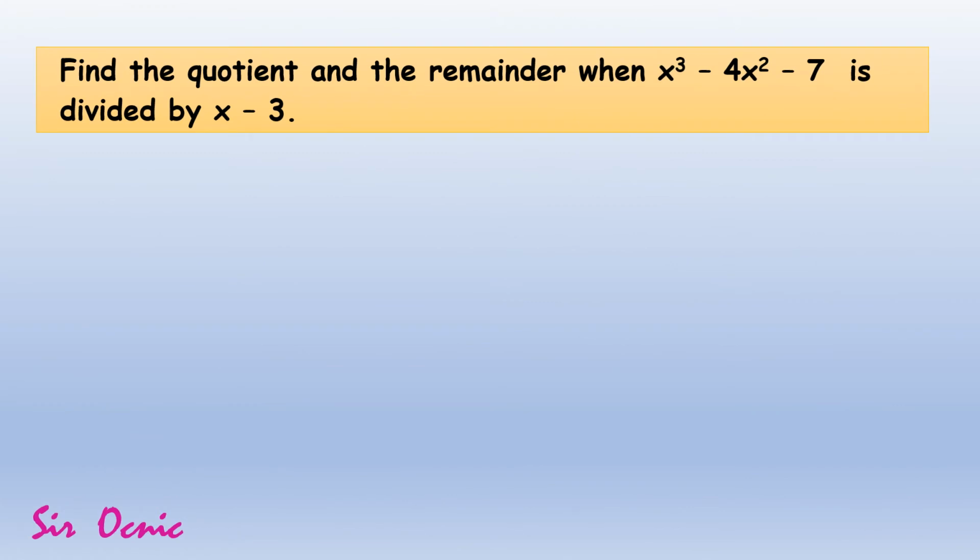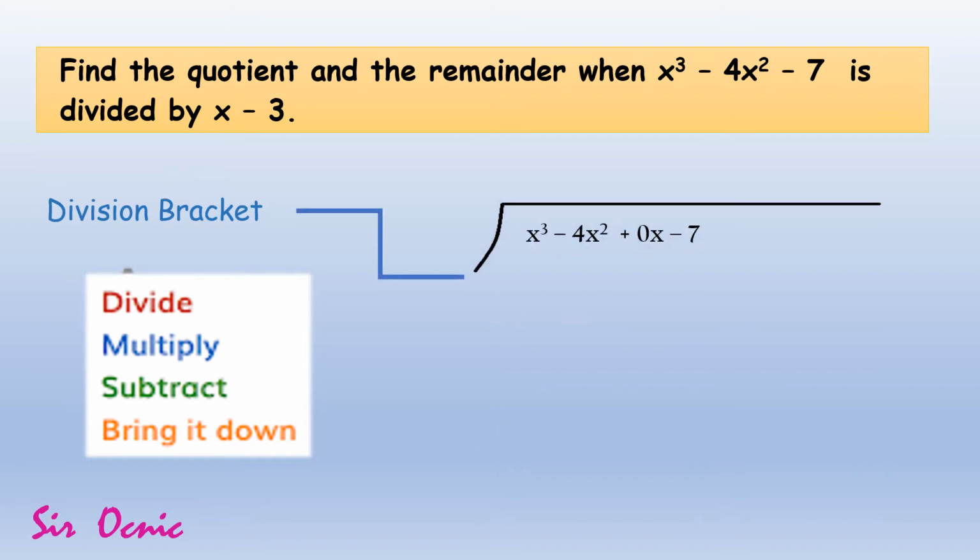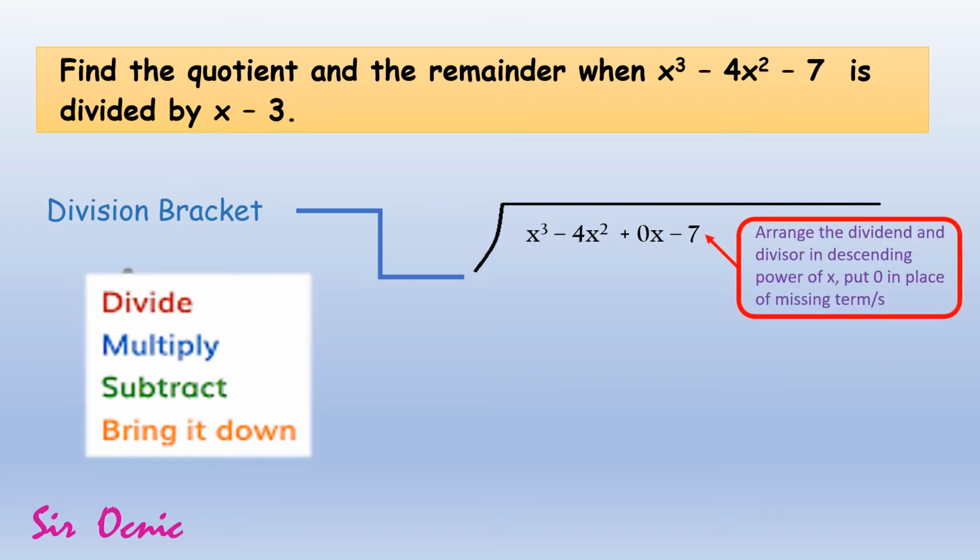Let's have our first example. Find the quotient and the remainder when x cubed minus 4x squared minus 7 is divided by x minus 3. Using the method divide, multiply, subtract, and bring it down, we will then have x cubed minus 4x squared plus 0x minus 7. We need to supply 0x so that the terms are in descending order, divided by x minus 3.